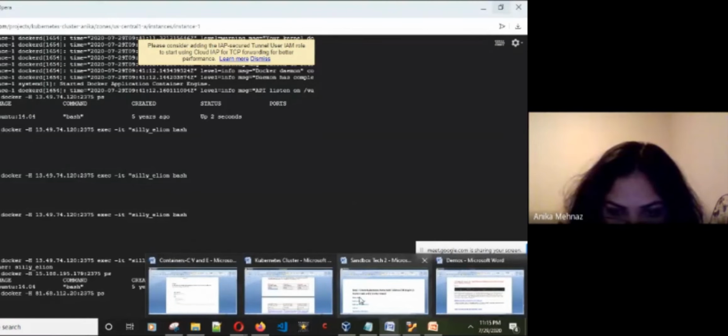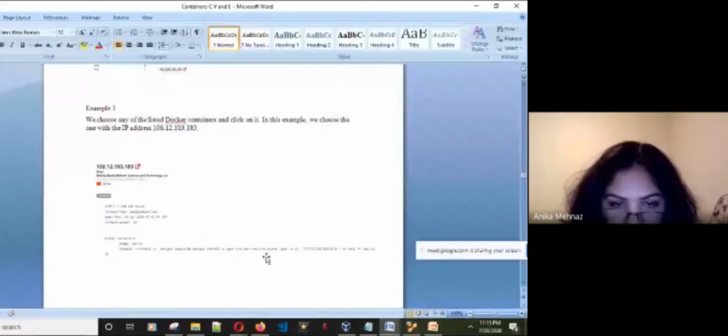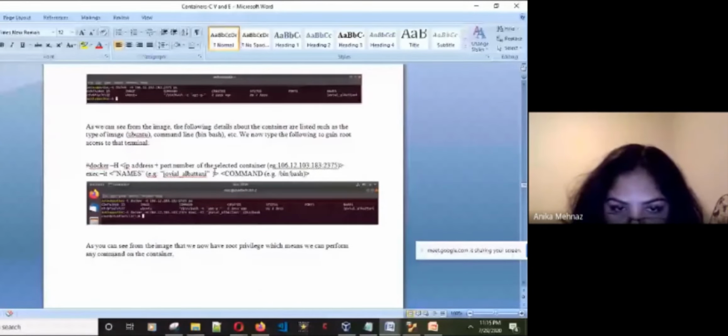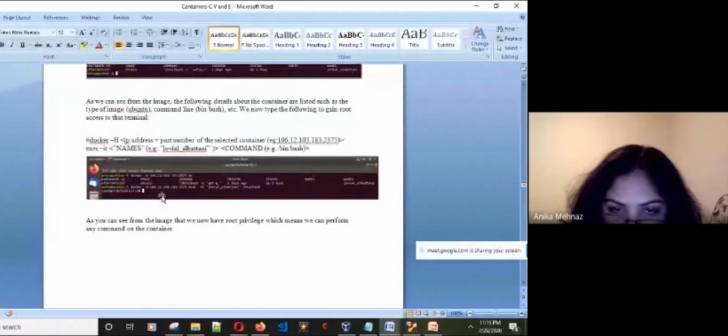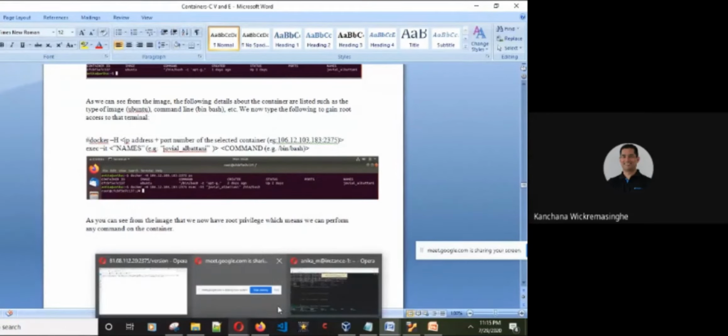So what I was trying to do is that when you type this command, when you try to execute it, so docker -H, the IP address, exec -it, and then the name of the container. Make the screen a bit bigger. I think probably people can't see it.